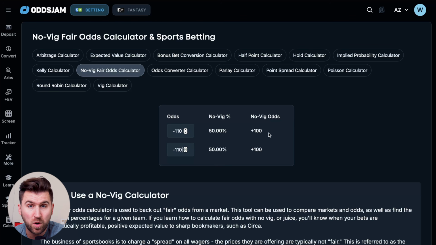It's truly +100 odds. But remember, all sports books bake in vig or juice into their odds, guaranteeing that they're going to make a profit no matter what happens. So when you see -110 on either side, that means that the fair odds is +100. Understanding what this fair odds is crucial to your success as a sports bettor.